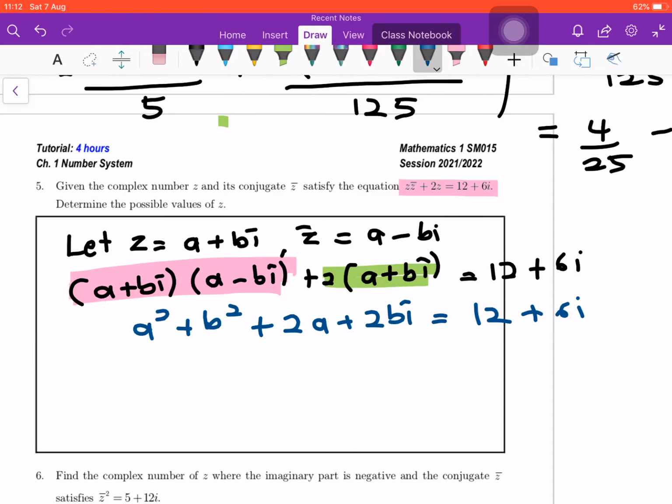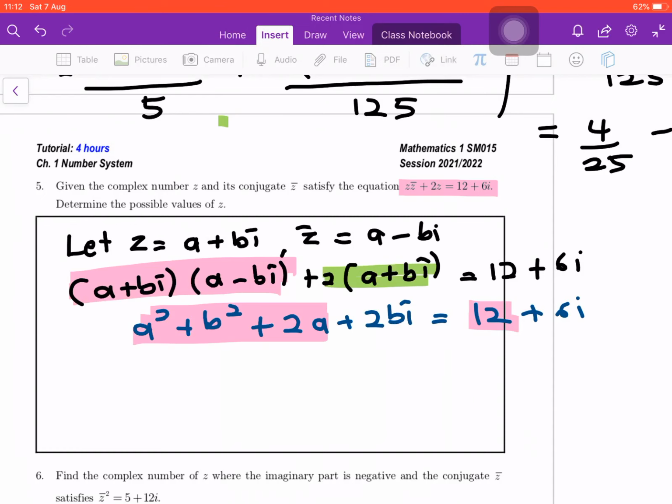So apa yang you kena buat adalah you have to use comparing method. Apa maksud saya comparing method? You compare real parts dengan real parts, imaginary parts dengan imaginary parts. So for these questions, I'm going to highlight the real parts by using pink color. So real parts maksudnya yang tak consist of i lah. Yang tak ada i tu maksudnya real parts. So this is real parts yang saya highlightkan dengan warna pink. So saya comparekan dengan 12.